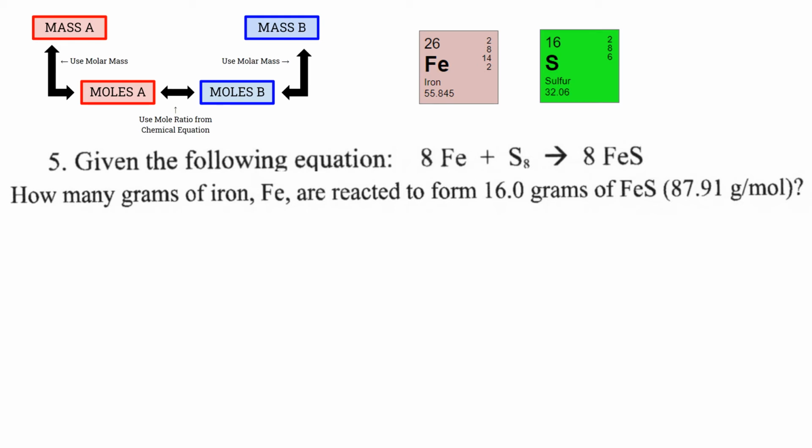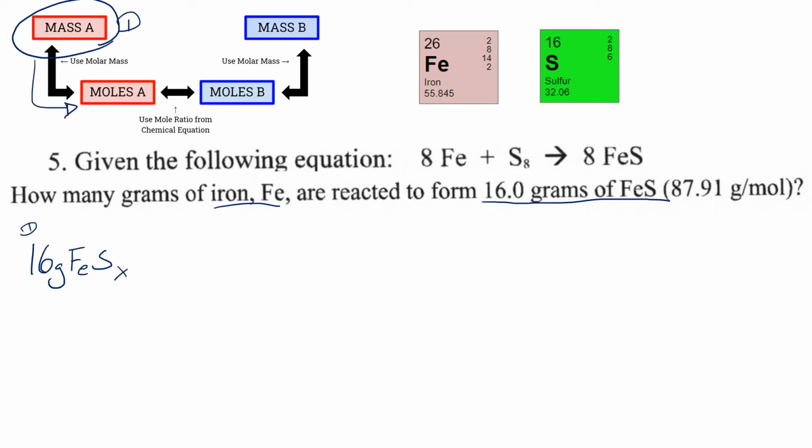So how many grams of iron, Fe, so it wants grams, are reacted to form 16 grams of iron sulfide? So that's obviously our given: 16 grams of iron sulfide. So here we're again at a mass. This is where we're starting out. This is our given, right? So that means our first step is to go into moles. So let's get out of grams and into moles. Grams of iron sulfide to moles of iron sulfide.